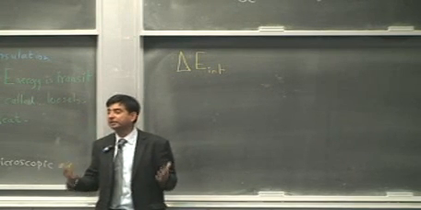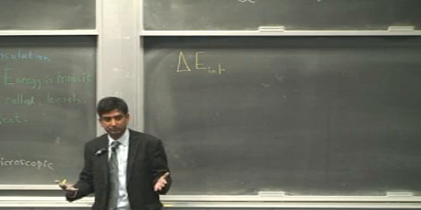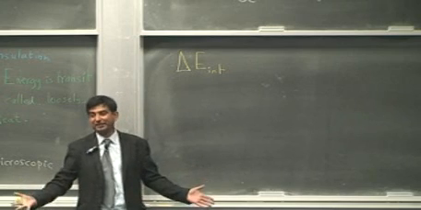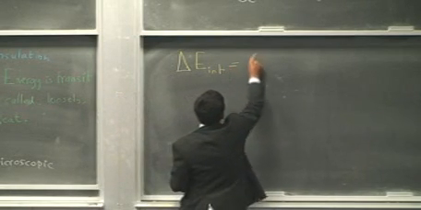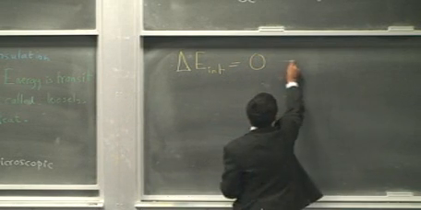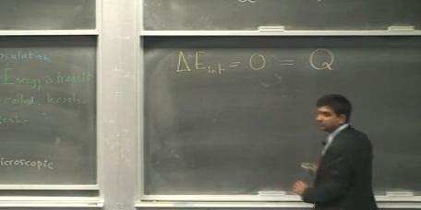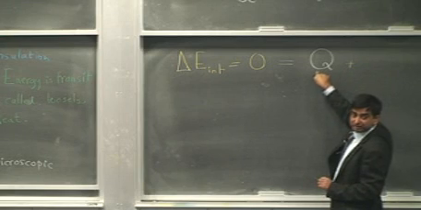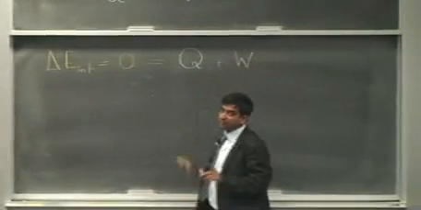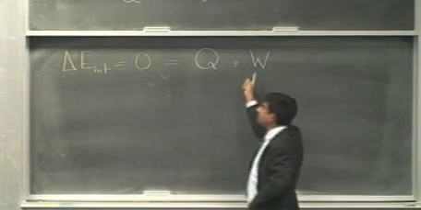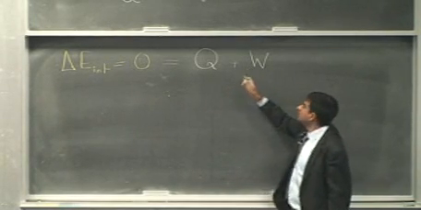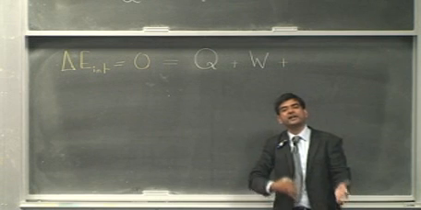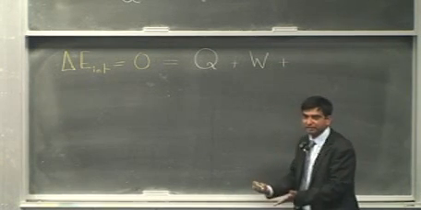So what can we say about the internal energy change? 0. There is no change in internal energy because the temperature is constant, which means there is no change in thermal energy. So delta E internal is 0. But the first law of thermodynamics says that this is equal to Q, some energy transfer in the system, and this is microscopic, plus some macroscopic work done on the system. Is there any macroscopic work being done on the system? No. But there could be other forms of energy input.